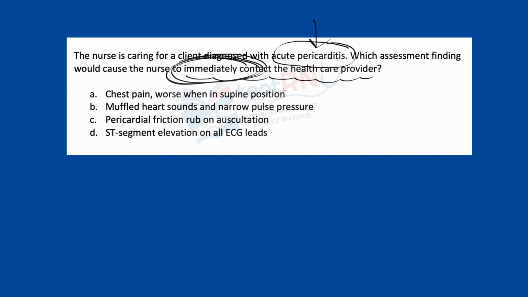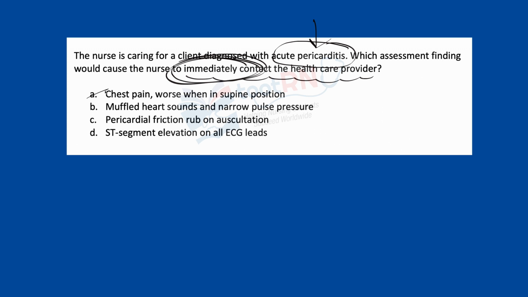So chest pain worse when in supine position. Well, this isn't my top thing right here because I know that this is an expected outcome of acute pericarditis. It's not nice for the patient, right? But I expect this with the issue that's going on.